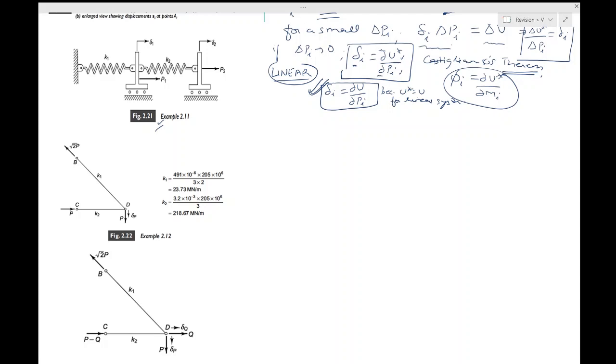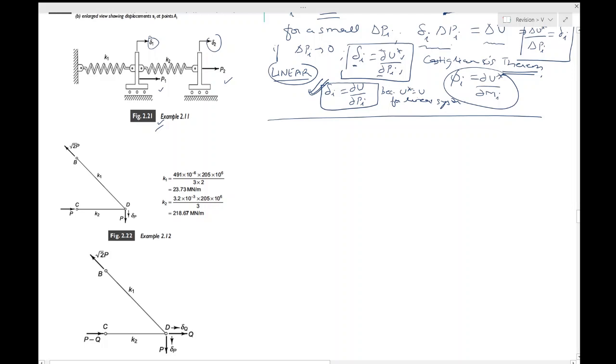So let's see. You have to obtain the deflections delta 1 and delta 2 for each of the two springs, given that you know these external loads P1 and P2. So you have to find the extension delta 1 in this spring, extension delta 2 in this one over here. Okay, and that's what you have to do. So let's see how you can solve this.